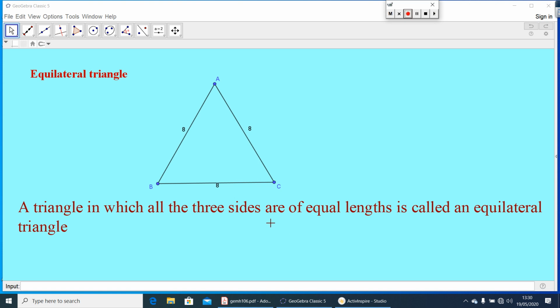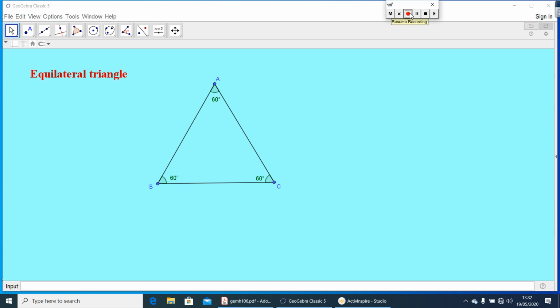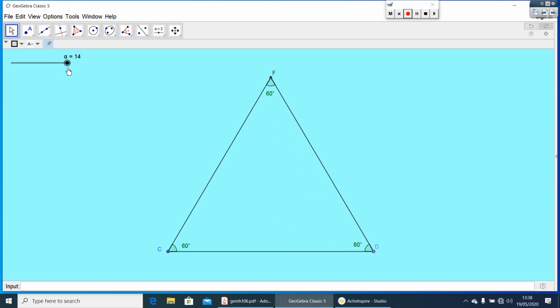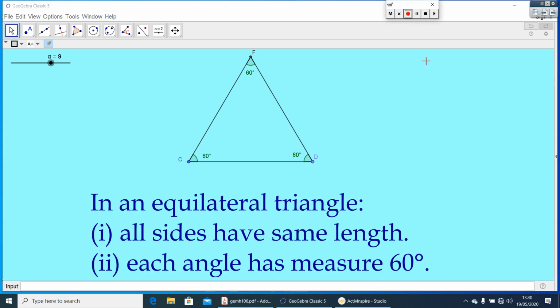Now let us check the measure of the angles. Here you can find all angles are equal to 60 degrees. Here is an equilateral triangle FCD. Now let me increase the size. What will happen to the angle? Angles remain the same. That means we can generalize: in an equilateral triangle all sides have the same length and each angle has measure 60 degrees.